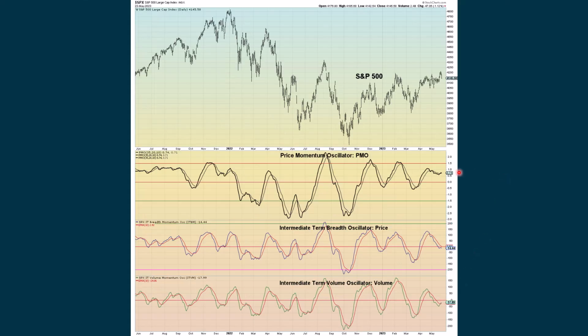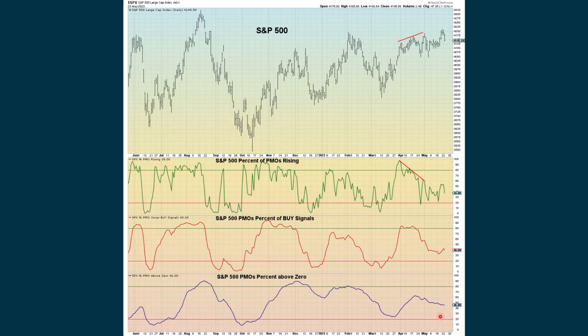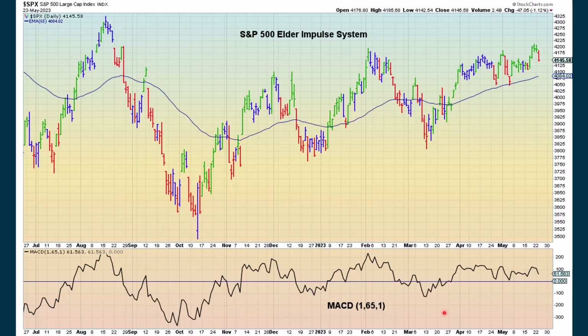The PMO is still positive overall. We haven't crossed over positive yet based on price, but we have crossed positive based on volume. The percent of PMOs that are rising did decline. We also have a longer term negative divergence. We turned down slightly with the buy signals, and we're flat to declining with the PMOs that are above zero.